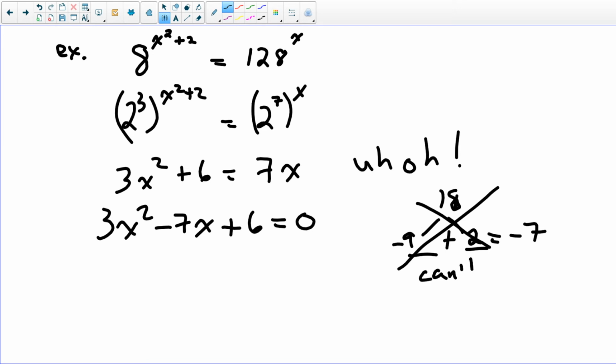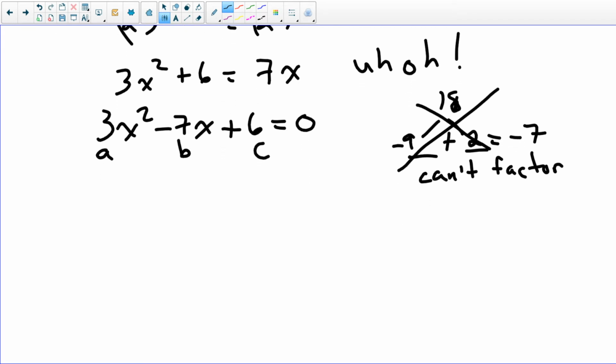If we can't factor, folks, what is the most efficient way to solve a quadratic when you can't factor? That's right. So we actually need the quadratic formula here. Okay? Which I'm going to do with you because something even meaner is about to happen.